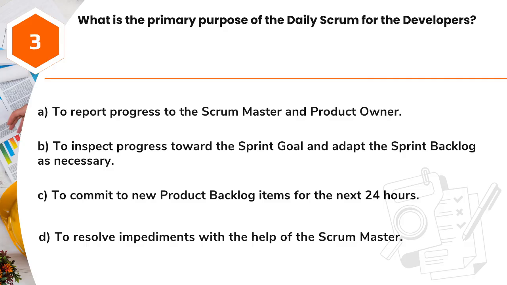A. To report progress to the Scrum Master and product owner. B. To inspect progress toward the sprint goal and adapt the sprint backlog as necessary. C. To commit to new product backlog items for the next 24 hours. D. To resolve impediments with the help of the Scrum Master.